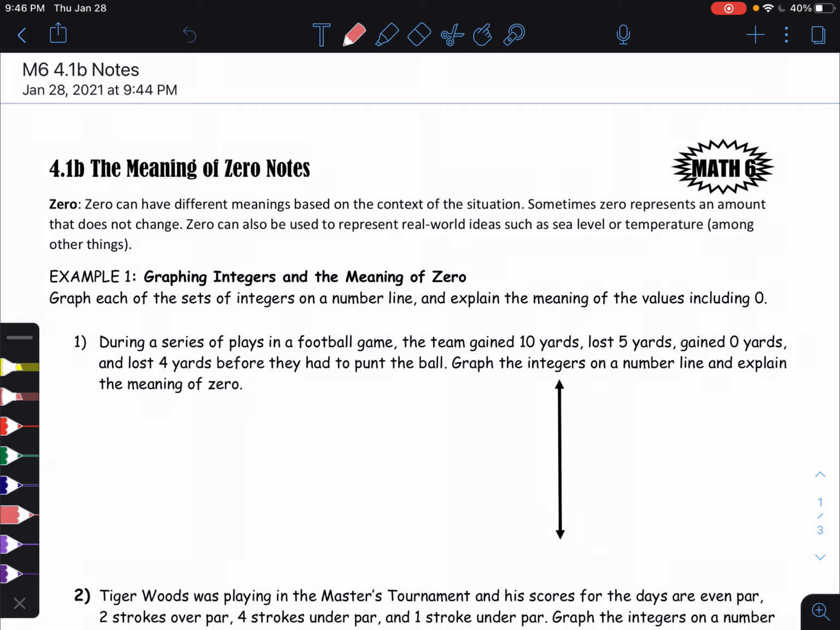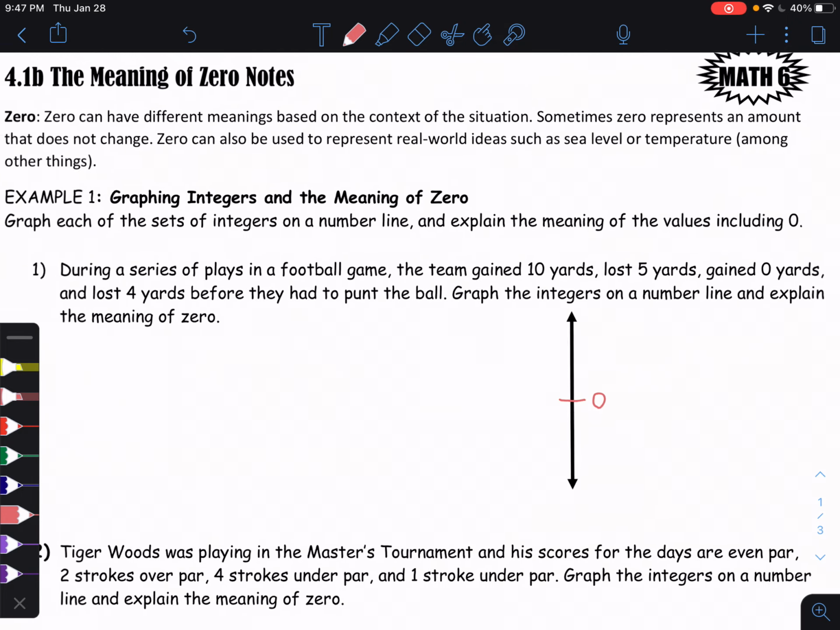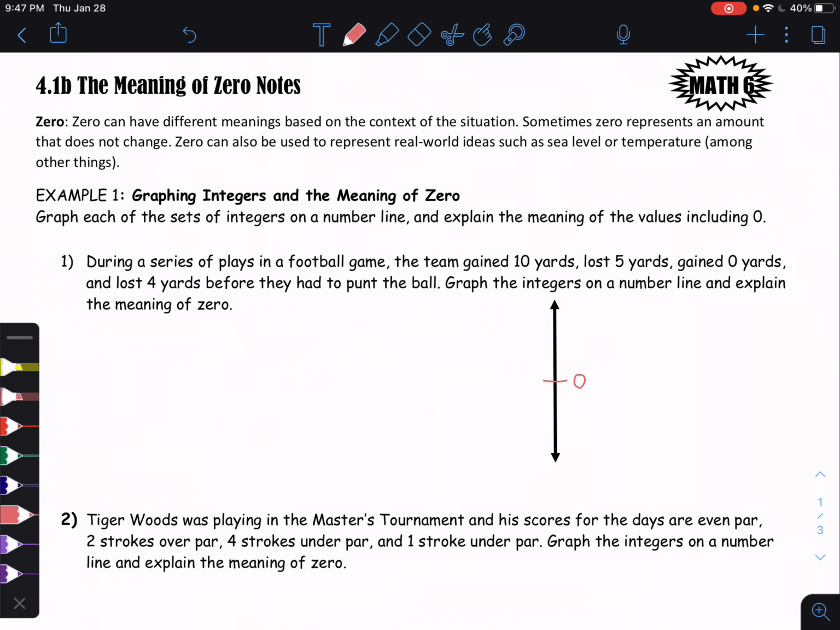So number 1 says, during a series of plays in a football game, the team gained 10 yards, lost 5 yards, gained 0 yards, and lost 4 yards before they had to punt the ball. Graph the integers on a number line and explain the meaning of zero. So the first thing I'm going to do is plot my number line here. 0, I'm going to put right in the middle. So it looks like 10 is the most. 1, 2, 3, 4, 5, 6, 7, 8, 9, 10, just to keep it even. So 10 is the top and negative 10 is the bottom.